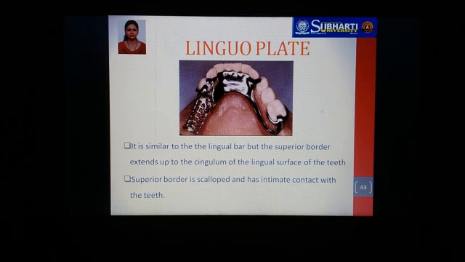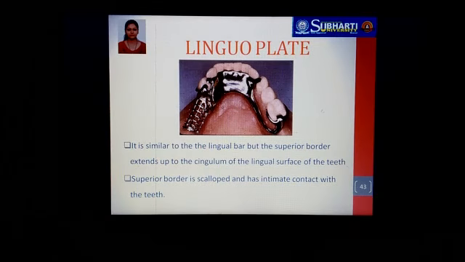So next is the linguoplate. If you see in the figure, it is similar to the lingual bar, but the superior border is going to be extended up to the cingulum of the lingual surface of the teeth. The superior border should be scalloped and should have an intimate contact with the teeth. So its width is increased. Also, it is going to be covering the cingulum portion of the teeth.